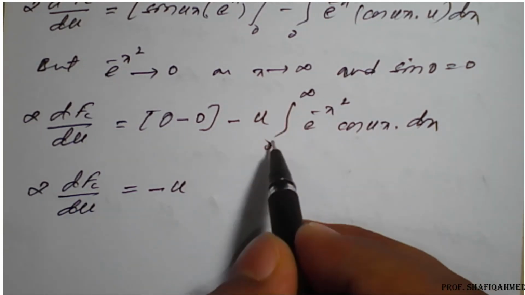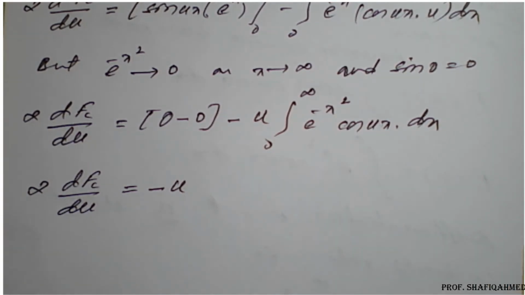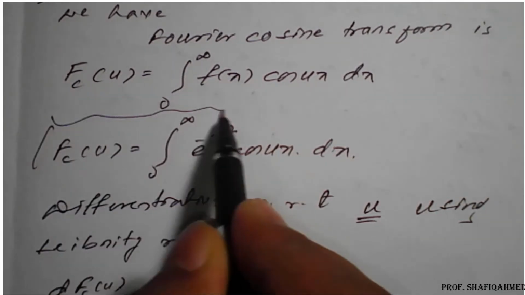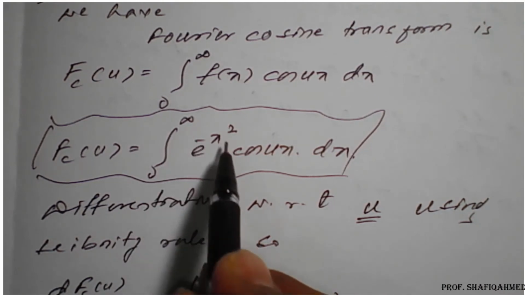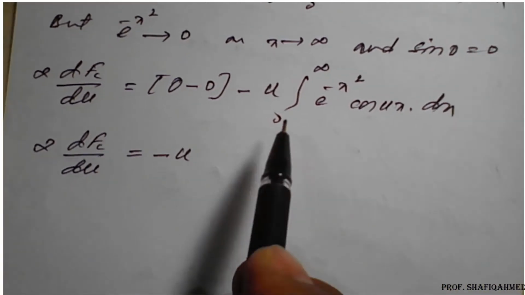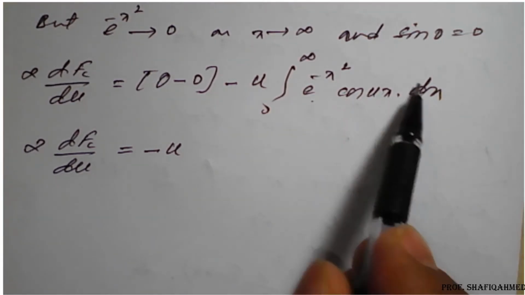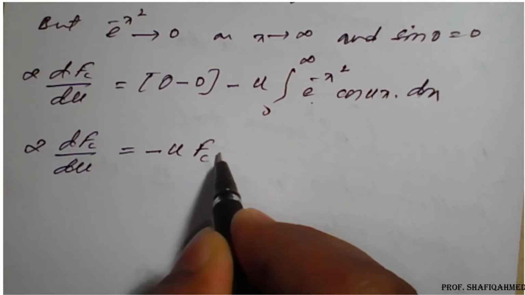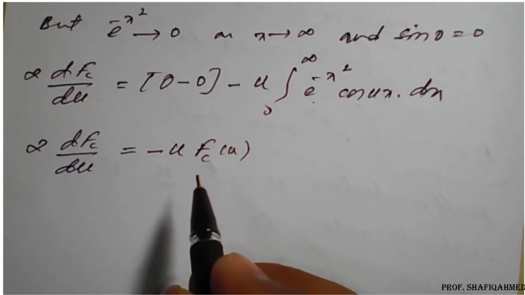But this integral 0 to infinity e raised to minus x square cos of ux, if you go back here, I will show you the beginning part. You can observe this part: integration 0 to infinity e raised to minus x square cos of ux dx is nothing but fc of u. So that part will be replaced here. So I can say that integration 0 to infinity e raised to minus x square cos of ux dx can be replaced by fc of u.